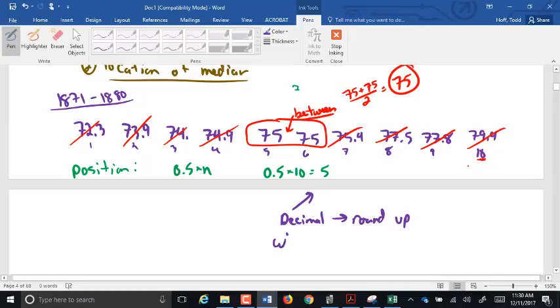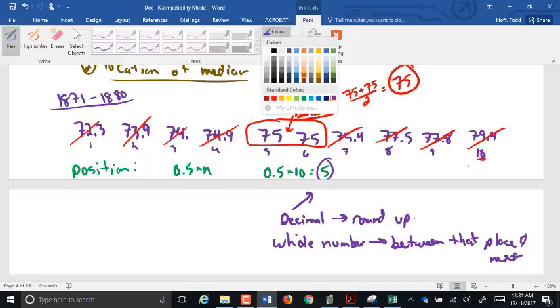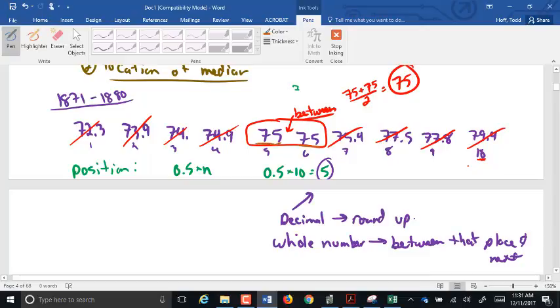If it's a whole number, which is what we have here, then it's between that place and the next. So that number came up to be a 5. That's telling us it is between the 5th and the 6th number in the list. If that number had come up to be like a 7.5, if it came up to be a decimal, you would just round up to 8, and the 8th number in the list would be the median.